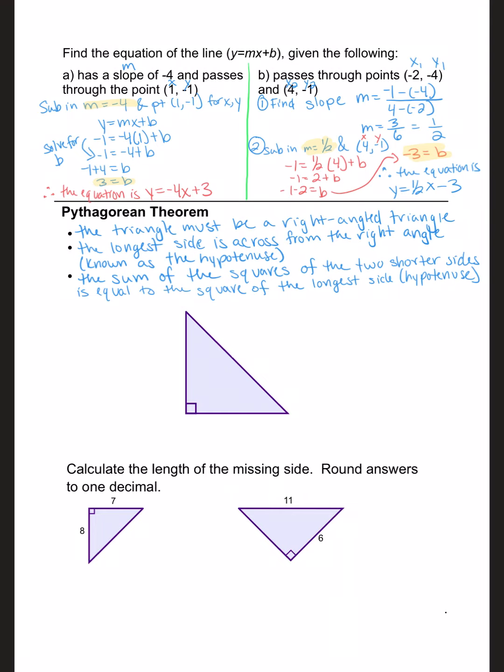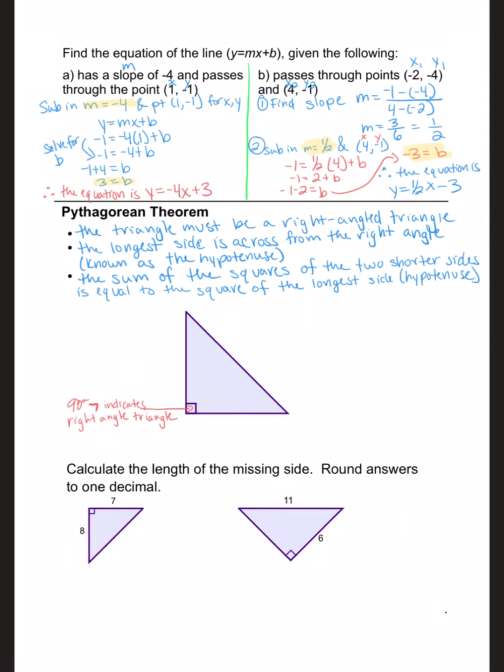Okay, so that first bullet point said the triangle must be a right angle triangle. So how do we know if it's a right angle triangle? Well, this square here in the bottom of the triangle is going to tell you that. Okay, so it represents 90 degrees. This little upside down L indicates a right angle triangle. So we can only use Pythagorean theorem if it has this little 90-degree symbol in the corner.